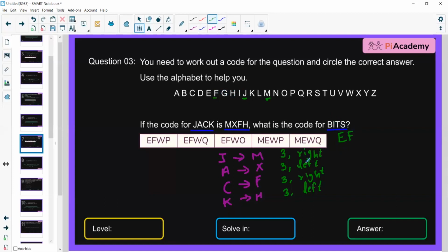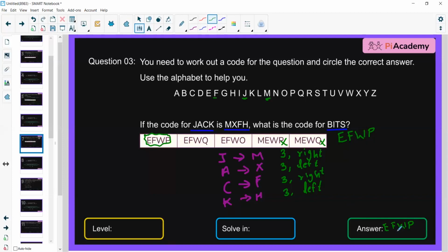That means I can directly eliminate these 2 options over here. All I'm left with is the first three options. So let me check for T. What should happen for T? I should move to the right three places, 1, 2, 3, I'll get W. And then at last from S, three places to the left, 1, 2, 3, I'll get P. So my answer should be EFWP. I guess the first option correctly resembles my answer. Okay, so the answer is E, F, W, and P.